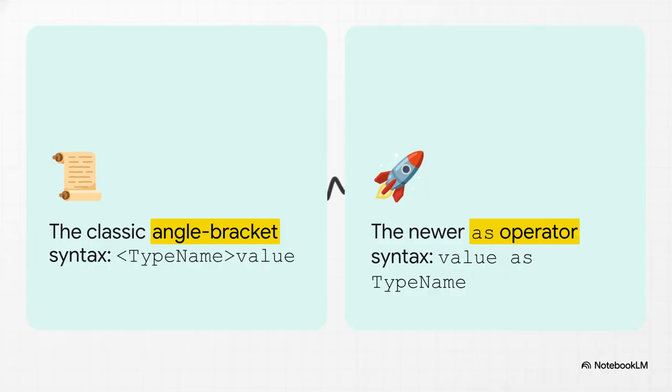And here they are, side by side. You've got the old school angle bracket style, and then you've got this newer as operator. They do the exact same job. So, why? Why would a language that's all about being clear and predictable give you two ways to do the same thing? It just feels a little weird, right? Well, it turns out the answer isn't really about TypeScript at all.